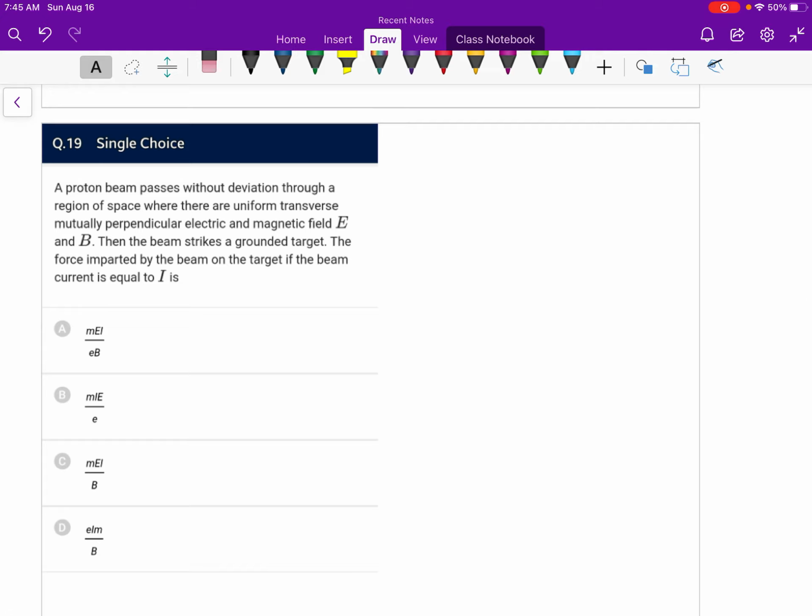A proton beam passes through without deviation through a region of space with uniform transverse mutually perpendicular electric field and magnetic field. That means capital E is equal to BV. So speed of the proton beam is E by B. Now the beam strikes a target, and if the beam current is I, so I is Ne, where N is number of protons striking per second. So N is I by e.